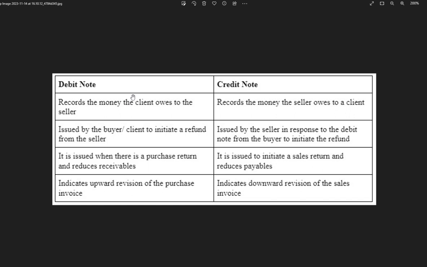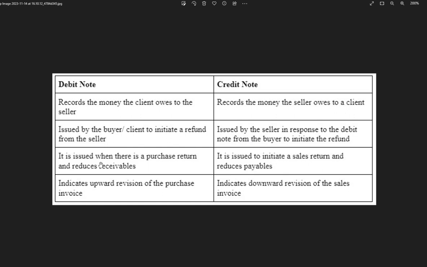When I'm selling goods, okay, and that person, the wholesaler, returns some goods back to me, that time I will issue a credit note to the wholesaler. Debit note records the money the client owes to the seller. Credit note records the money the seller owes to the client. Okay. Next, issued by the buyer or client to initiate a refund from the seller. Debit note will be issued by the buyer. Credit note will be issued by the seller.